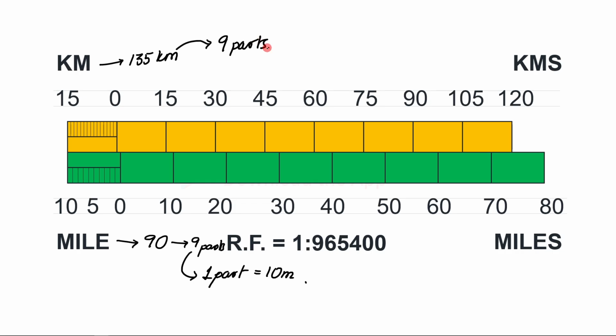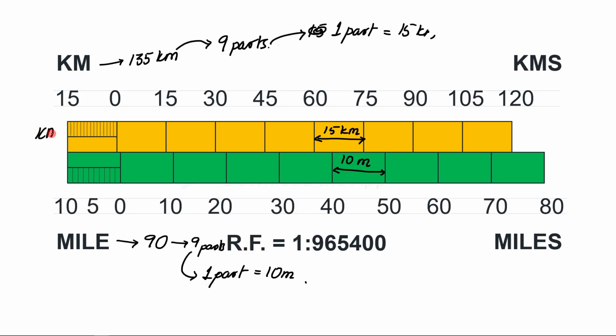You can choose a different number of parts. If you go for 9 parts, that means 135 divided by 9 will show you that one part is equal to 15 kilometers. So this segment over here represents 15 kilometers, whereas this segment over here represents a distance of 10 miles. I hope this is clear to everyone.